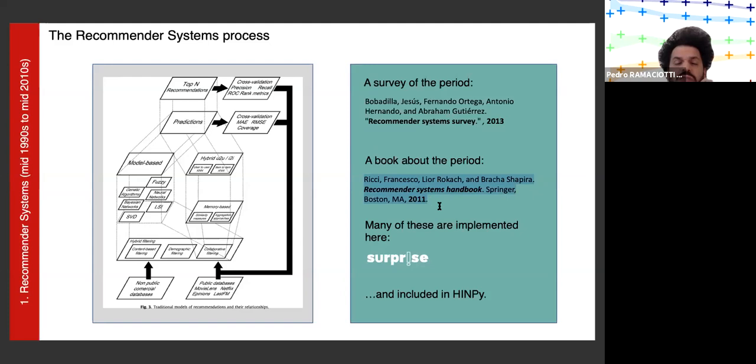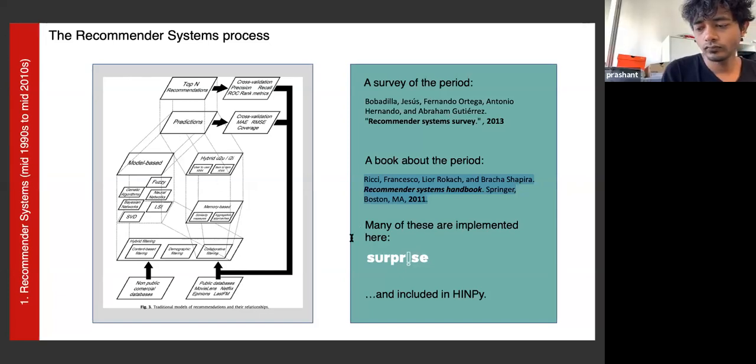This is a good book about this period. There are a lot of books out there, and they're all kind of collage books, you know, like they invite 15 people to write chapters and they patch everything together. This is the best among those books, I think. And also most of these things are implemented in Surprise, the Python library, and most of them are also included in HiMPy. So for example, in HiMPy, we could compute a lot of these things taking just a bipartite graph.